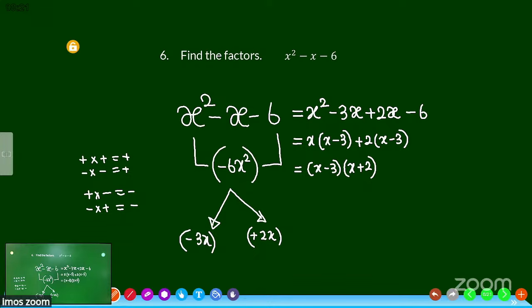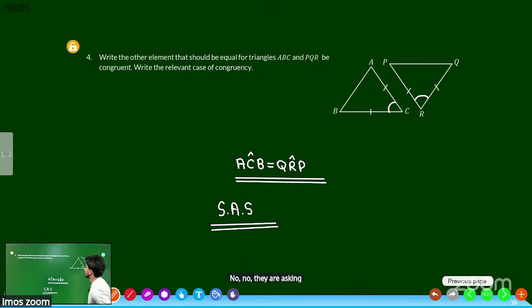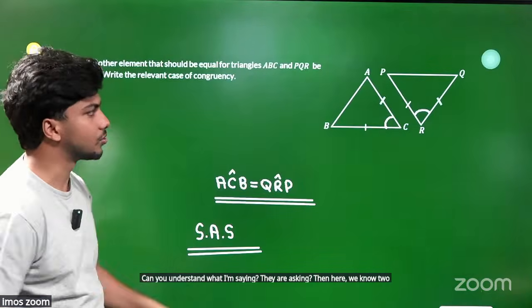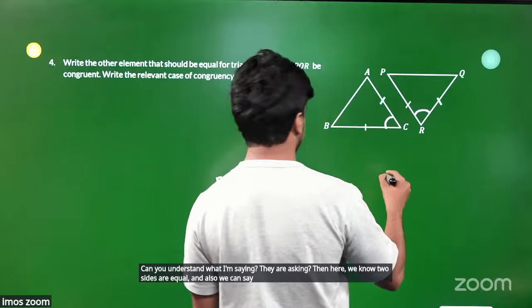Yes, Shimron, tell me what problem you have. Sir, in the congruency case, what is the reason for the included angle to be equal? No, they are asking you to write the other element that should be equal. Can you understand what I'm saying? Here we know two sides are equal, then we can say the other side should be equal as well.